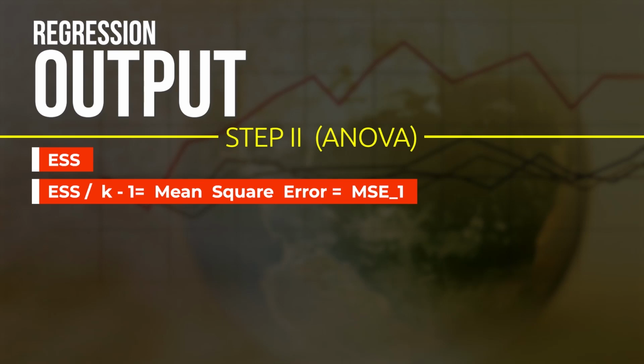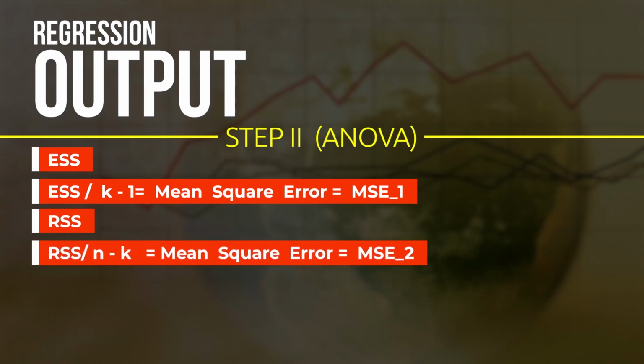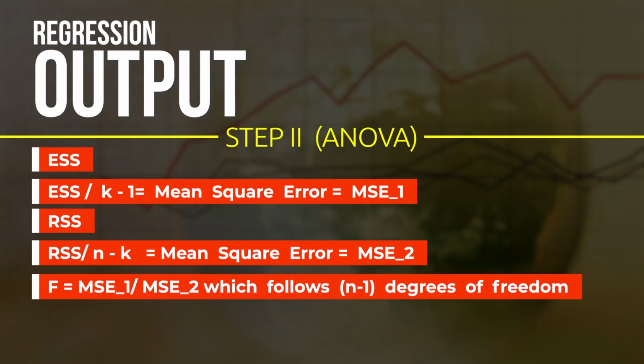So here we indicate the mean square error as MSE underscore 1, which means ESS divided by the respective degrees of freedom. Then we have the residual sum of squares, which is RSS, captured by the error term, and that is also divided by the respective degrees of freedom, the number of observations minus the number of variables to be estimated, which is k. So n minus k. Depending on that, we get the mean square error MSE underscore 2. So MSE underscore 1 and MSE underscore 2 are the two different mean square errors.